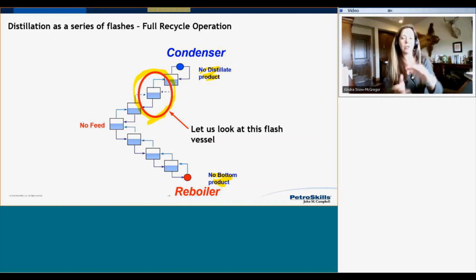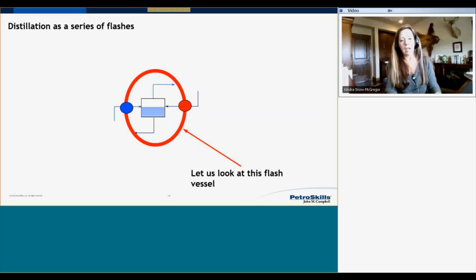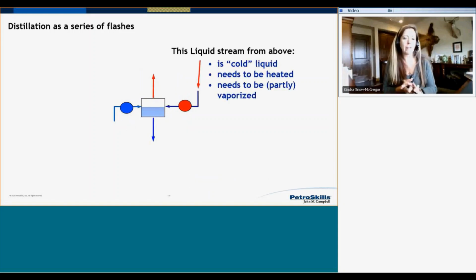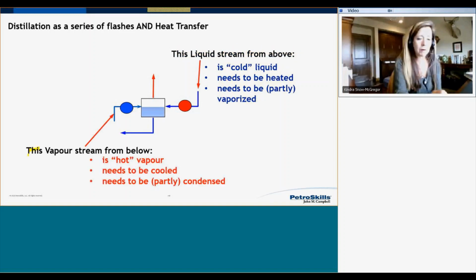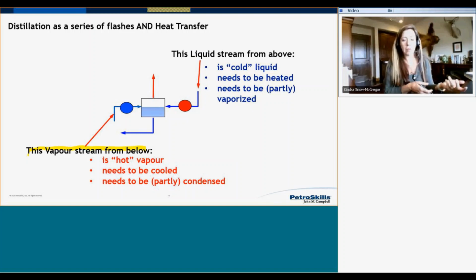All right, so let's take a look at that tray or that flash vessel. Notice what's happening in this flash vessel: I have a liquid stream pouring down from the stage above. Remember, that stage above is colder. So this is cold liquid, and I need to heat it because I need to partially vaporize some of that liquid stream. Conversely, the vapor coming up from below is hot, and I need to cool that vapor off, so it needs to be partially condensed.